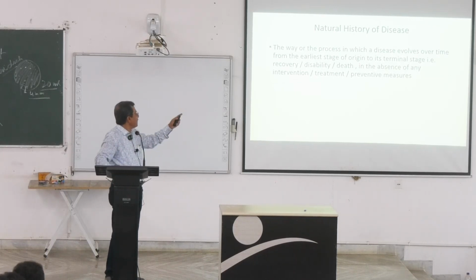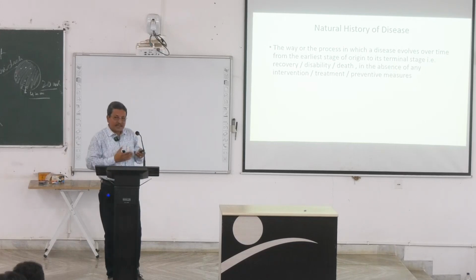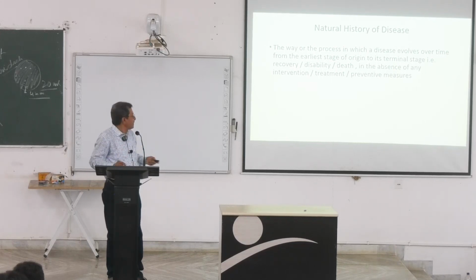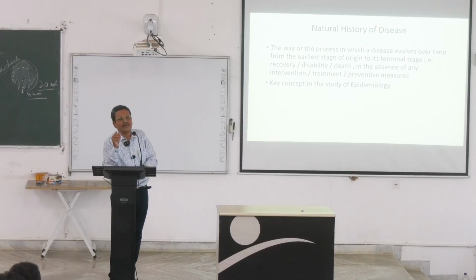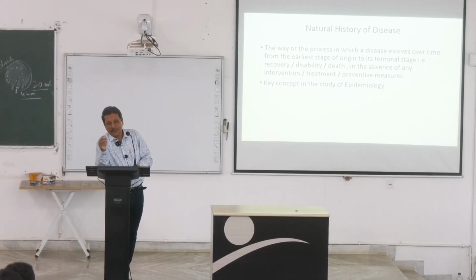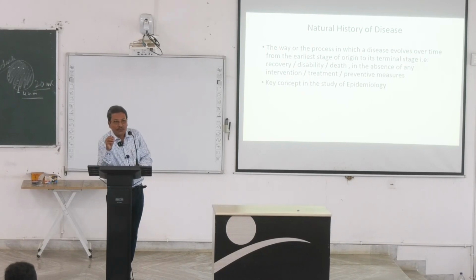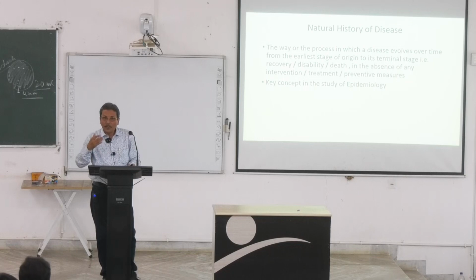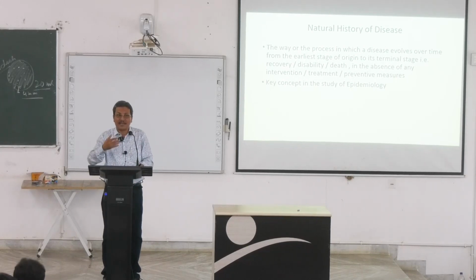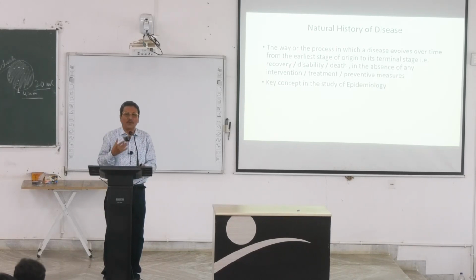Okay, so it is very important to know the start of the disease on all these things. And a key concept, the natural history, is a very key concept in epidemiology. If you know the epidemiology of the disease, then you can do the particular health programs, national programs, prevention and control programs.